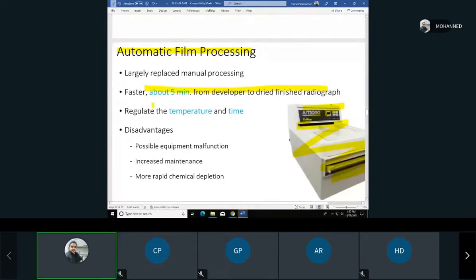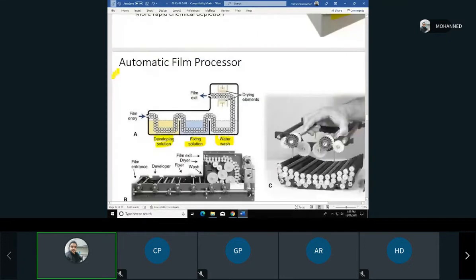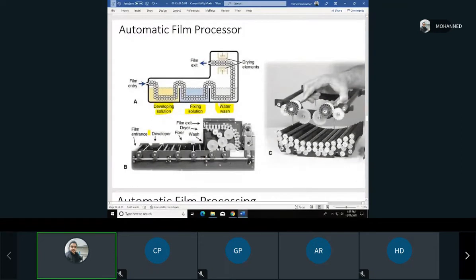Mainly knowing the tanks, what's inside of the tanks. You don't have to. This is just a real picture of it.